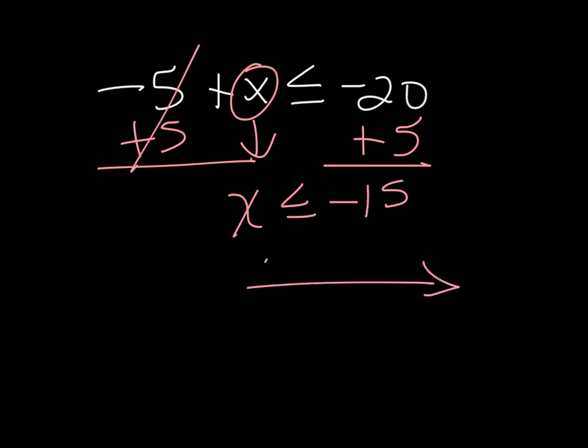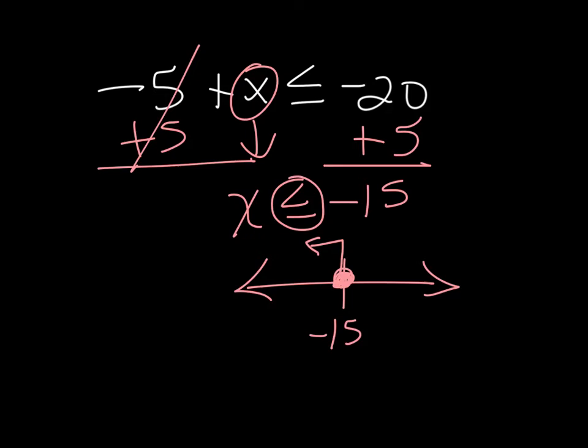Then you have to graph it as well. So it's solid because of this, solid. And then it's less than. So all the numbers, so here's negative 15. So all the numbers that are less than are to the left.